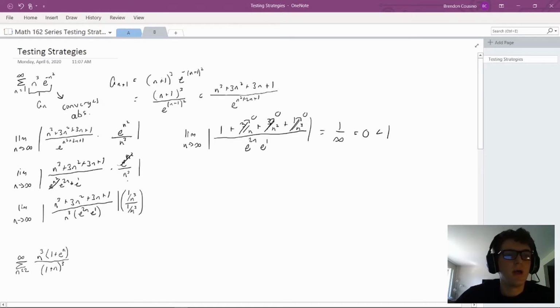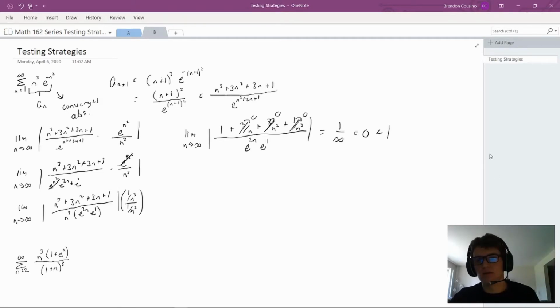Okay, so that's kind of how we went through the process. We went through the n-term test for divergence, got it to be equal to 0, which is inconclusive. And then we ended up doing the ratio test, and we got the ratio test to work out. Okay, so let's go ahead and go to the next one.